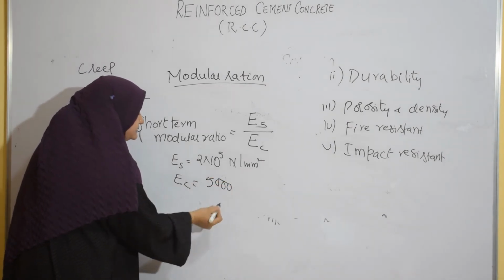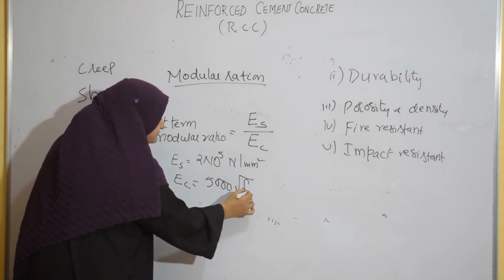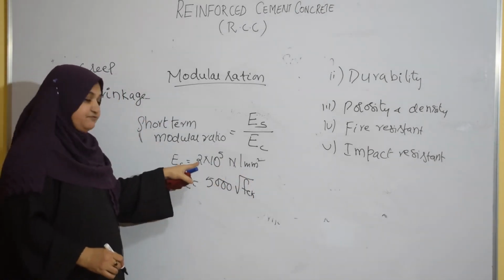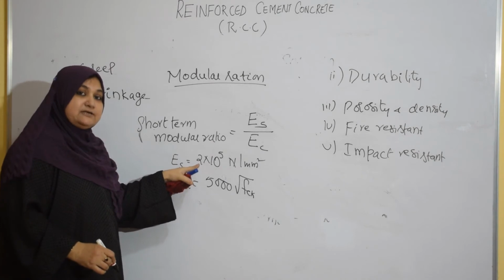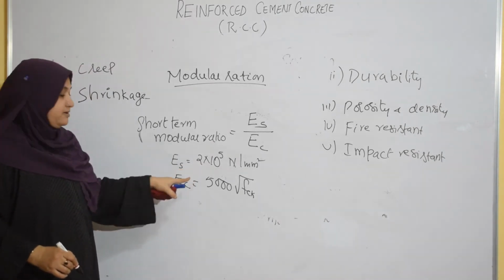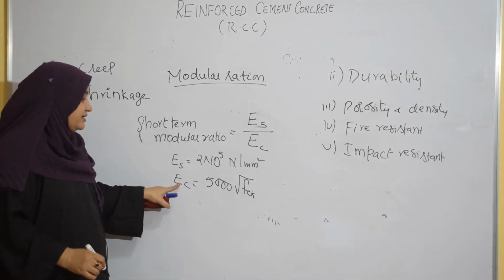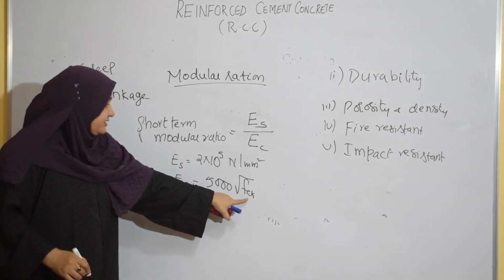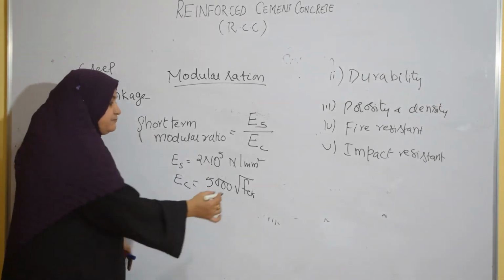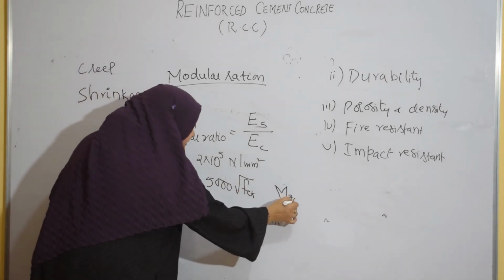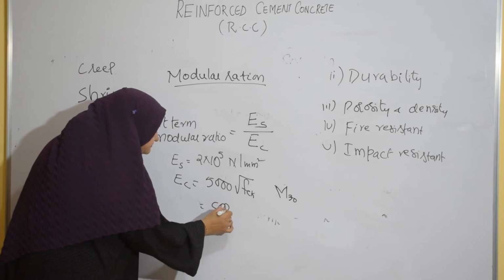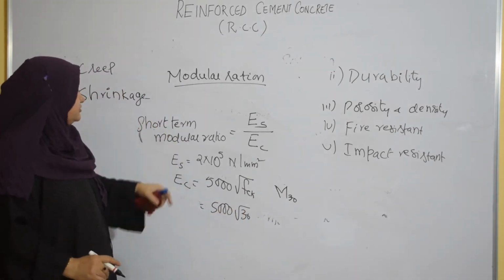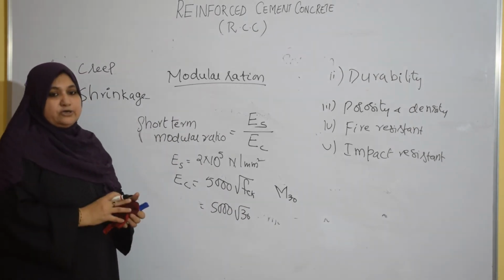Again I will touch this one. This is 5000 root fck, where fck is the grade of concrete. So this is varying, and this is fixed. Modulus of elasticity of steel is fixed, it is always the same, 2 into 10 to the power of 5. Whereas modulus of elasticity of concrete depends on the characteristic compressive strength of concrete. So it is 5000 root fck. Suppose it's an M30 grade concrete, then it becomes 5000 root 30. So this ratio is called the short-term modular ratio.